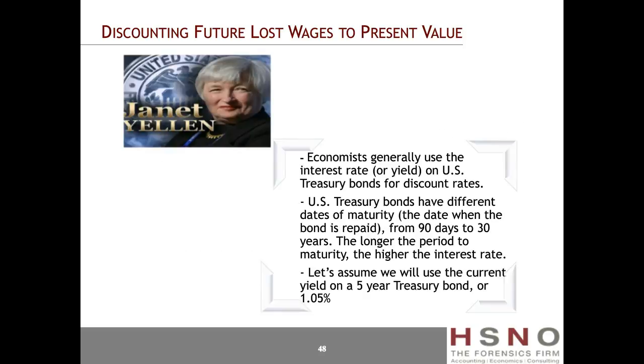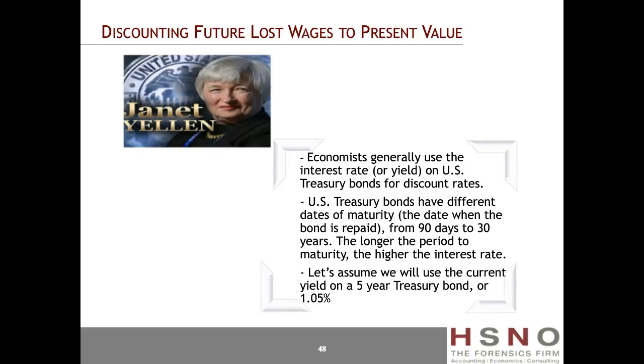Okay? Generally, when we're discounting to present value, we look at Treasury bonds. Okay? And Treasury bonds have different dates of maturity, from 90 days to 30 years. The longer the period of maturity, the higher the interest rate.